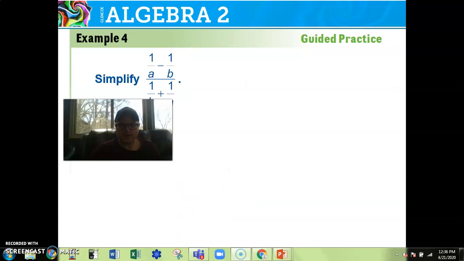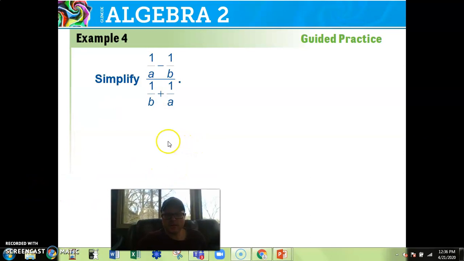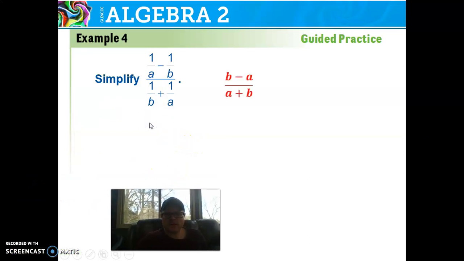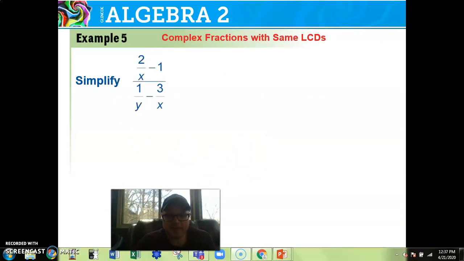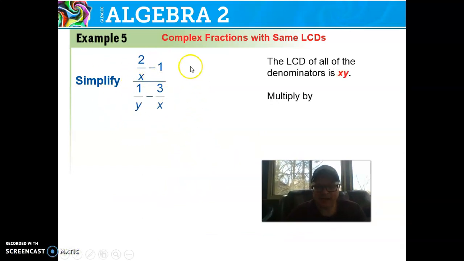Here's one for you to try. And this simplifies to b minus a over a plus b. If you have the same LCD, you can look at the whole thing as a whole.